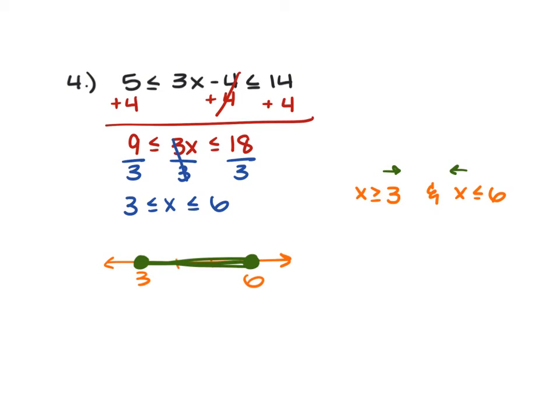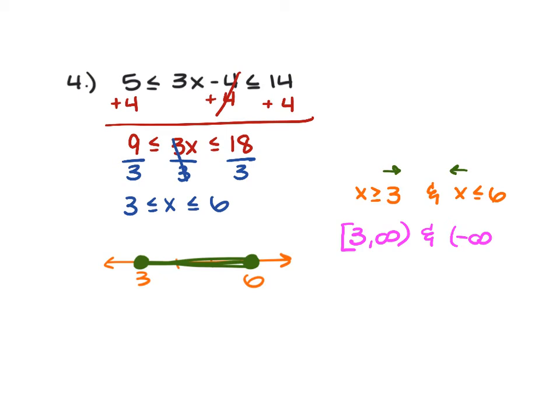From here, your compound inequality is represented a little differently with your interval notation. Your interval notation for both of these inequalities is going to be that x is greater than or equal to 3, which means you have 3 to positive infinity, including that 3, and x is less than or equal to 6, so you have negative infinity to 6, including the 6.